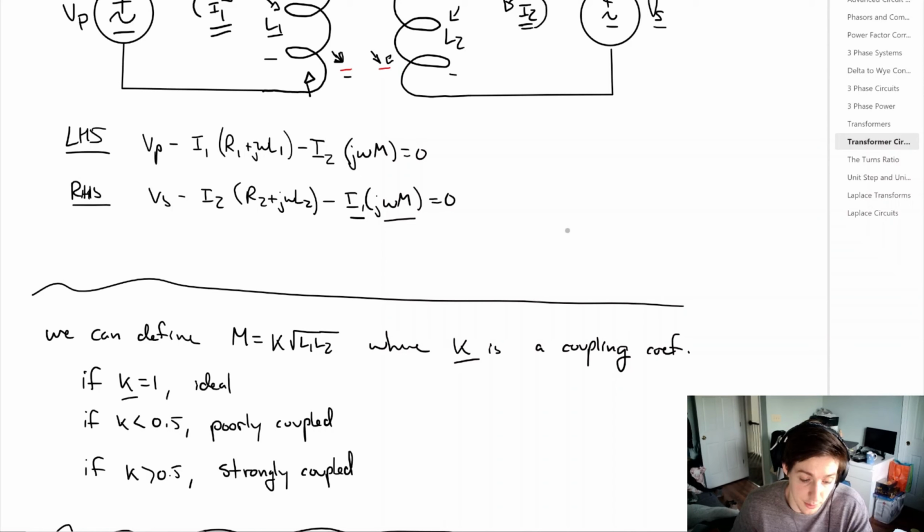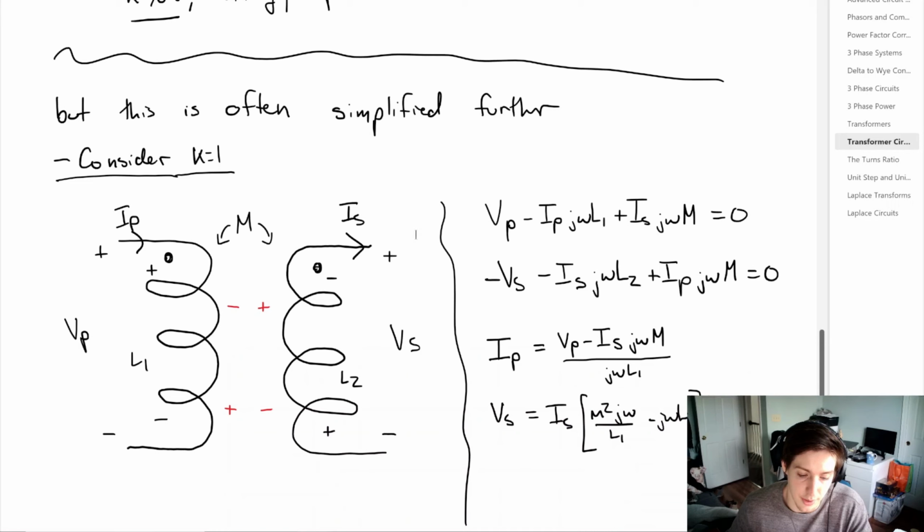Now if k is equal to 1, we have an ideal case. Not likely the reality, but for analysis, it's okay. If k is less than 0.5, we have a poorly coupled transformer. And if k is greater than 0.5, but less than 1, it's a strongly coupled system. And from this, we often simplify the circuit even further. So we're going to consider that k is equal to 1.